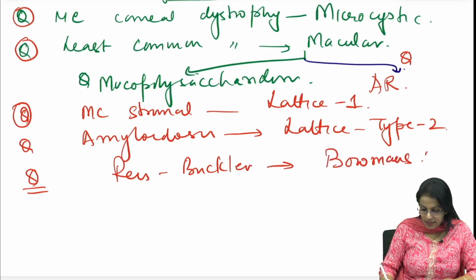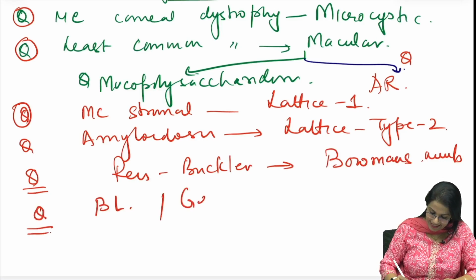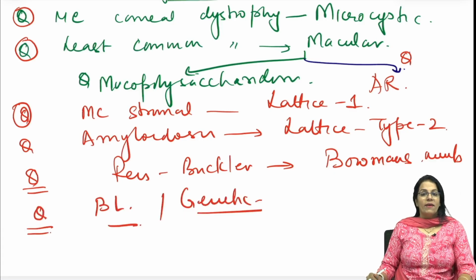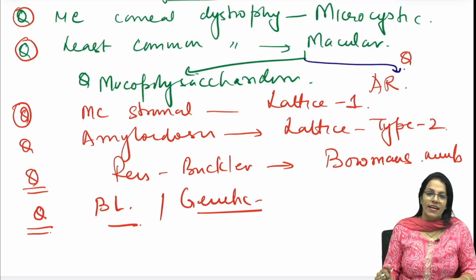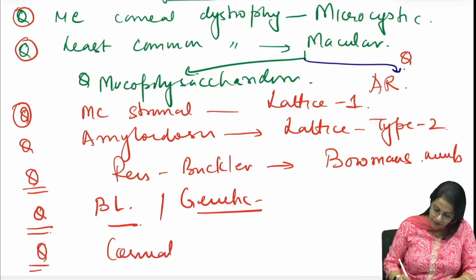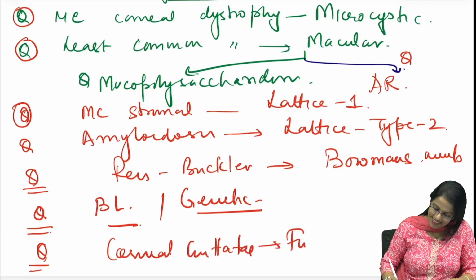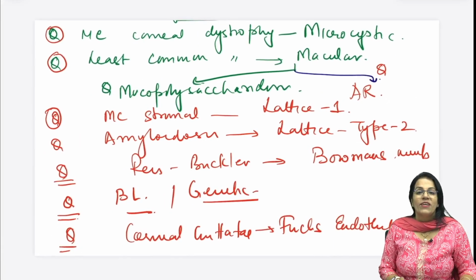The majority of these dystrophies are bilateral, and of course genetic. Which one is unilateral? Posterior polymorphous generally presents unilaterally. Another question: corneal guttata is seen in Fuchs endothelial dystrophy, not Fuchs heterochromic. So these are your important questions regarding this.